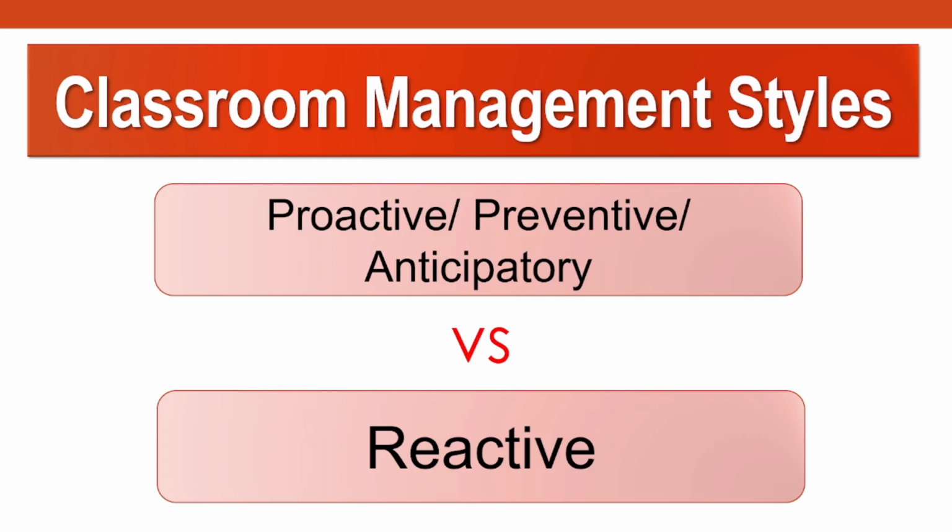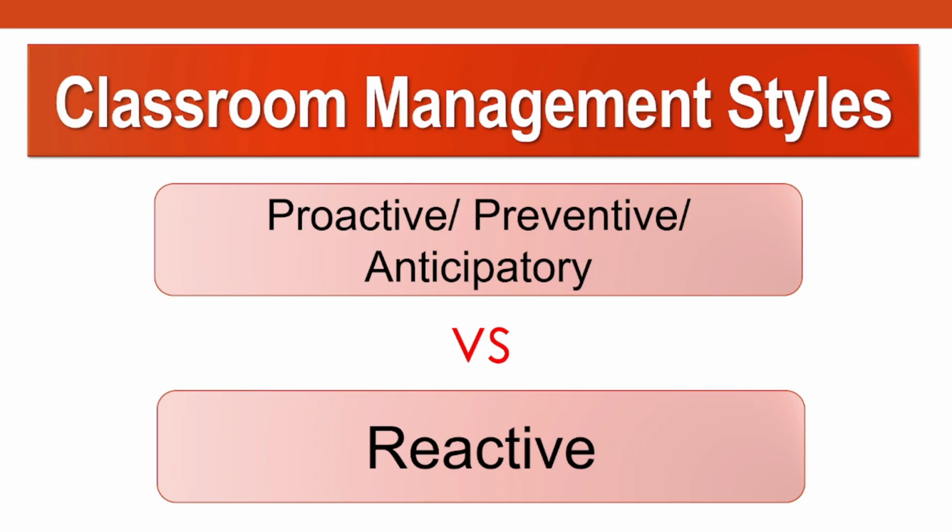Next, let's discuss the importance of being proactive rather than reactive. Proactive classroom management is all about setting clear expectations and anticipating potential disruptions before they happen. For example, by teaching and practicing classroom routines early on, you can prevent confusion and off-task behavior. This approach is more effective because it minimizes disruptions, allowing for more uninterrupted learning time.